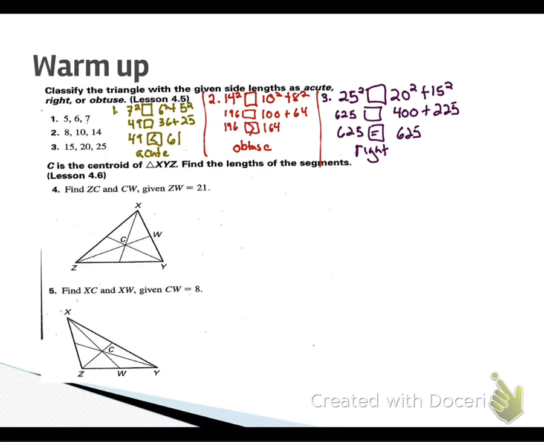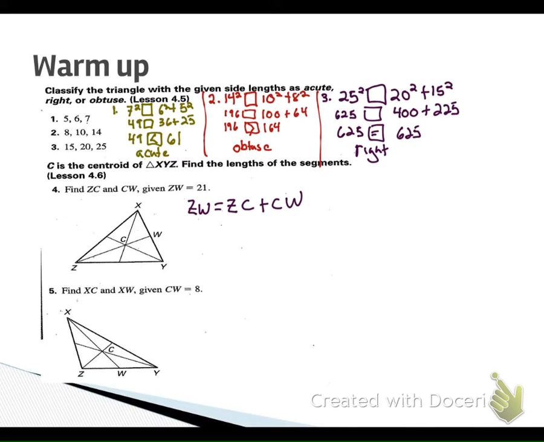Okay, our next group is with medians and centroids. So we want to find ZC and CW, given the fact that ZW is 21. Our first step is to write out that sentence. We have ZW equals. We gotta draw the lines. Okay, give me 1 second. I'm going to write this part out, and then I'll give you a second.